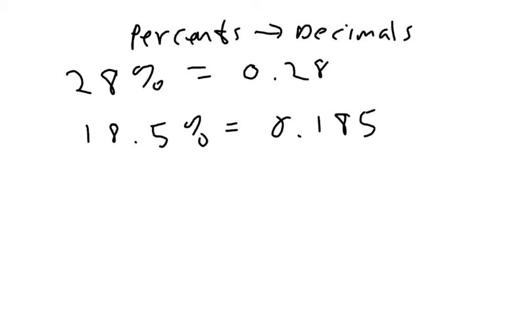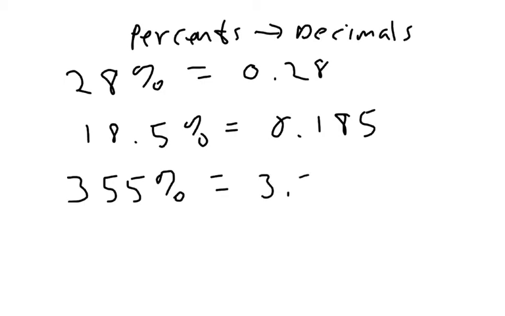Or if you had 355%, we move the decimal from after the 5 two places, which is dividing by 100, so it's going to fall between the 3 and the 5.